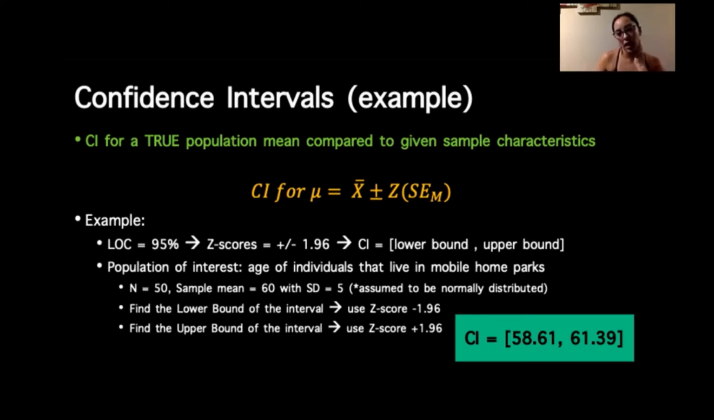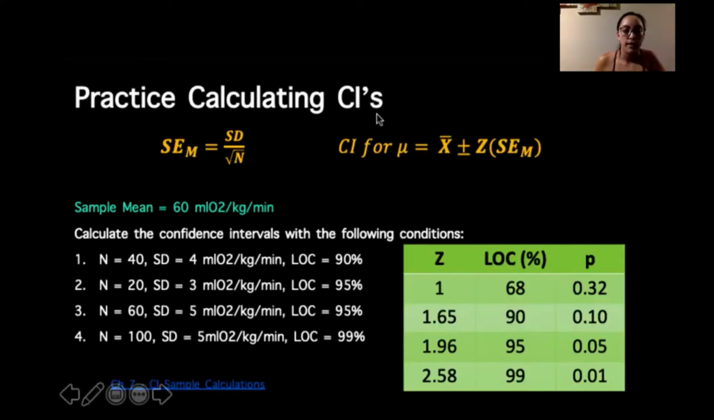Okay. So if we were putting this into words, since this was a confidence interval for a true population mean, we could say we are 95% confident that the true population mean of the age of individuals that live in mobile home parks is between 58.61 and 61.39 years.